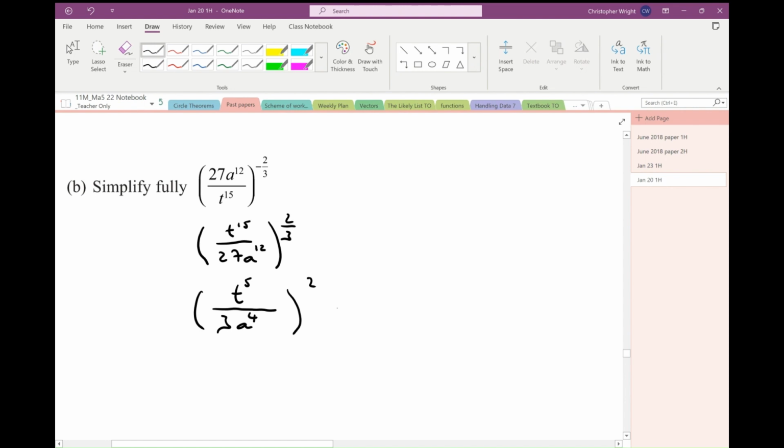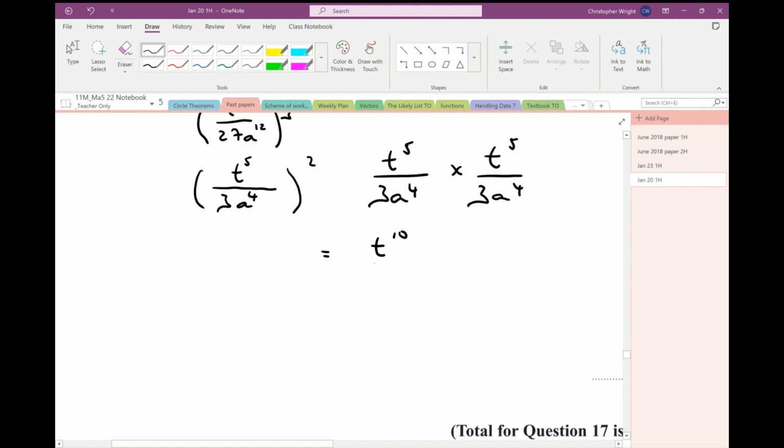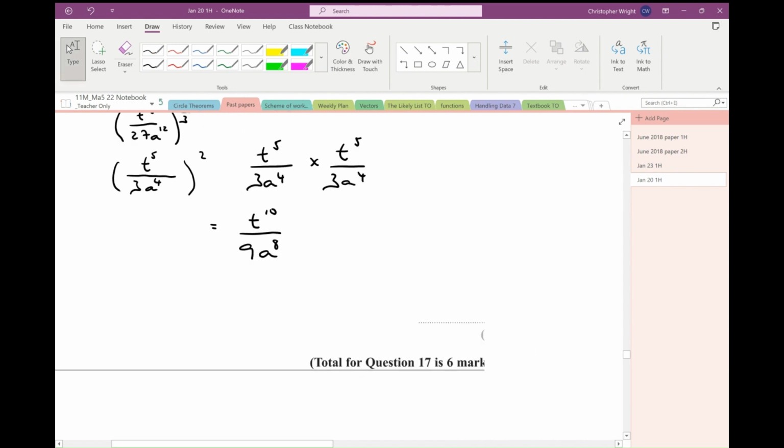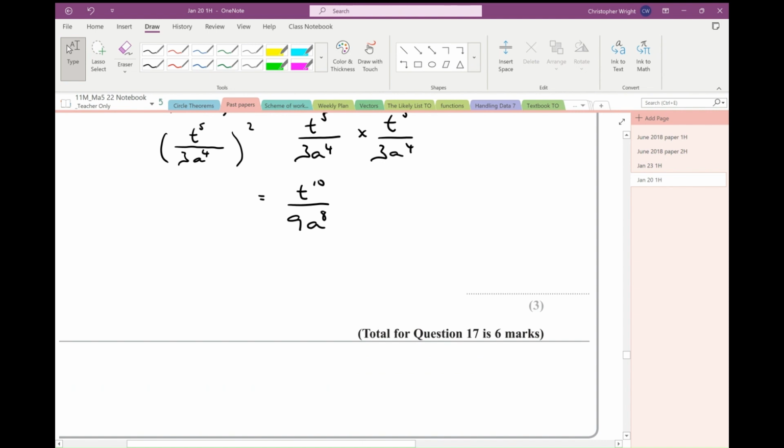So it is simply t to the 5 over 3a to the 4, all squared, which is t to the 10 over 9a to the 8. So there's my final answer. Okay, that is question 17.